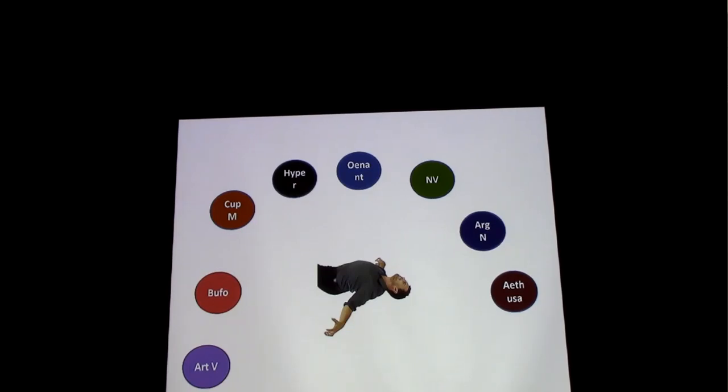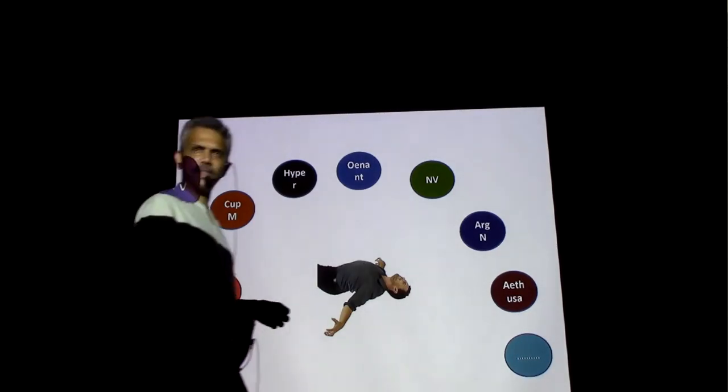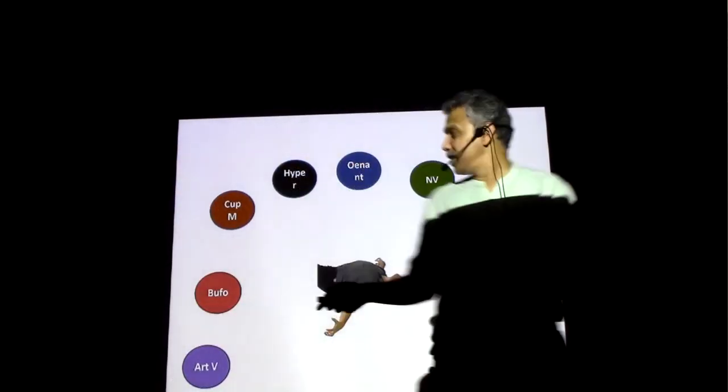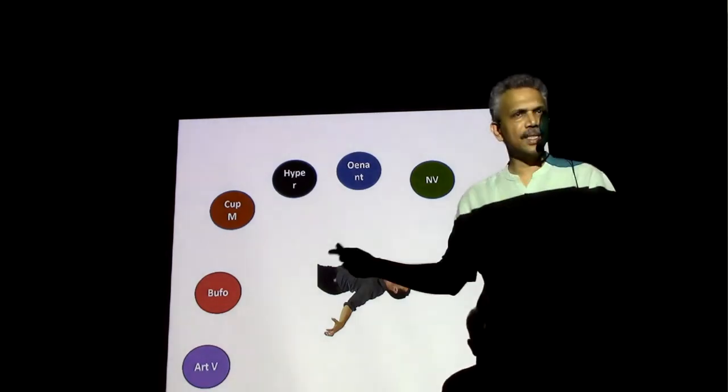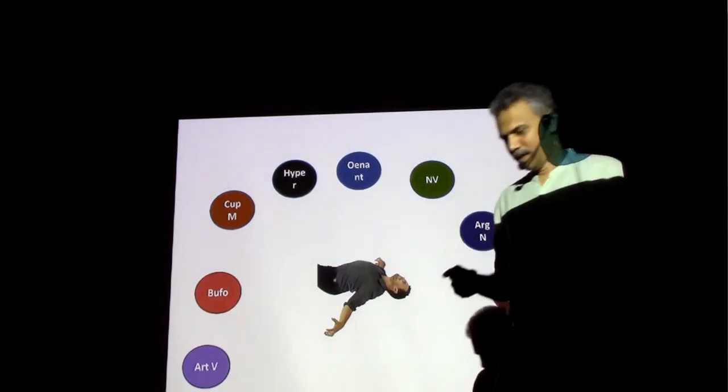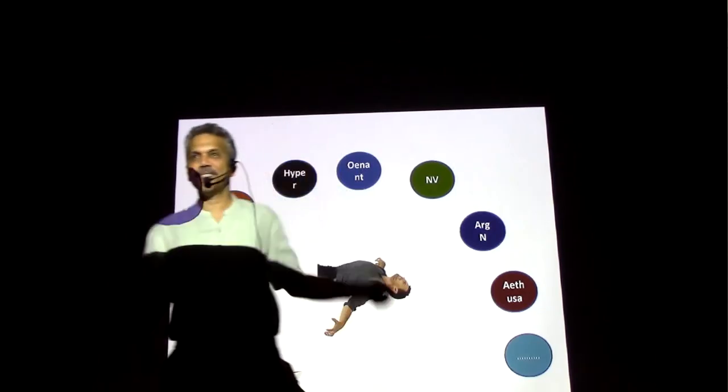Now this is the clarity you need to have. See, stupid children, idiotic children. We have Aethusa. Stupid, idiotic children, you can think of Aethusa. See, there are many more remedies. Now, I did not give any of these remedies in the case that I shared with you. Now, any reason why I did not prescribe any of these remedies?